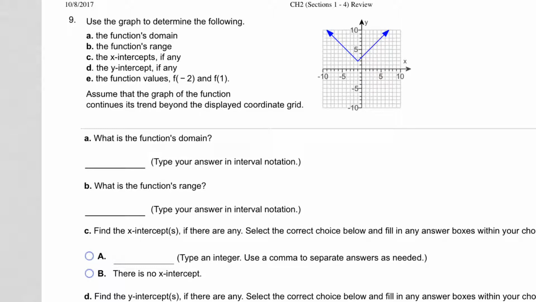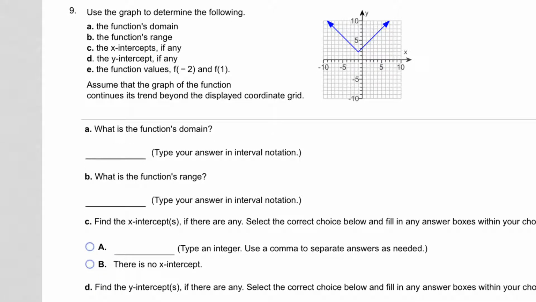Number 9 says use the graph to determine the following. All right, so we need to know the function's domain, range, x-intercepts, y-intercepts, and the values at x equals -2 and 1. Assume that the graph of the function continues its trend beyond the display coordinate grid, okay? So that's an important assumption, okay? This is just a limited viewing window of 10 by 10. Okay, so basically the viewing window is limited, but the arrows tell you that it keeps going forever this way, forever that way.